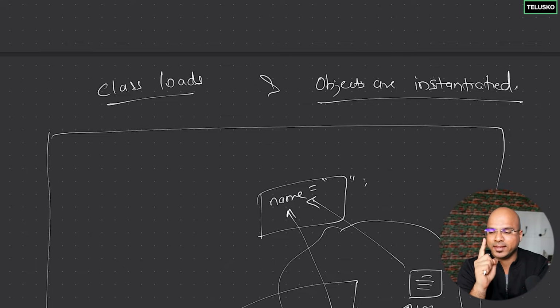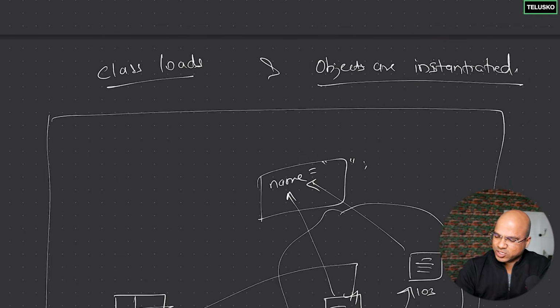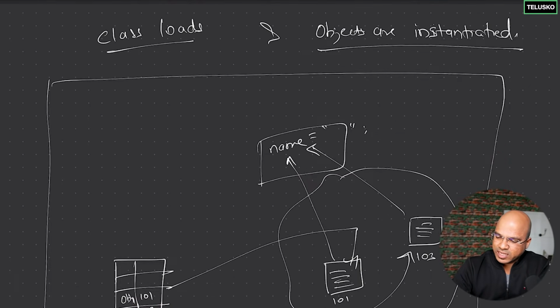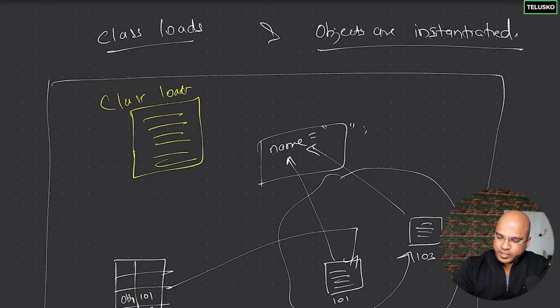Class loads and object will get initialized. The thing is, the class will load only once. So basically in your JVM, you have a special area here, which is called a class loader. Okay, and this will have all the classes which are loaded. And by default, of course, you don't have any class loaded, right?